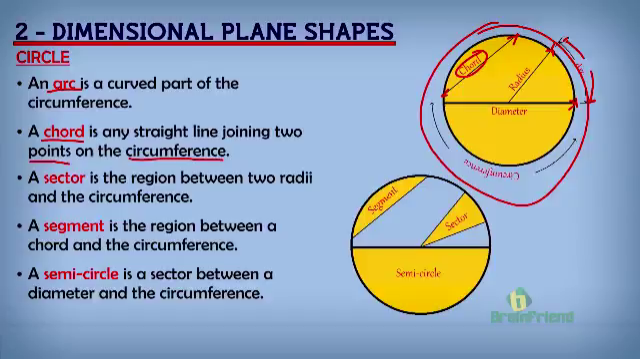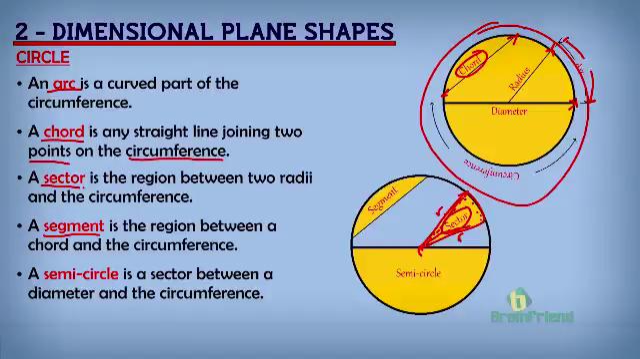A sector is the region between 2 radii and the circumference. So a sector is the region that is all the content within this region here. So if we have a radius, R here, and we drew another radius, all the contents within the intercept of our radius along the circumference down to the center of the circle, all of this region is what we refer to as a sector. Also, we have a segment.